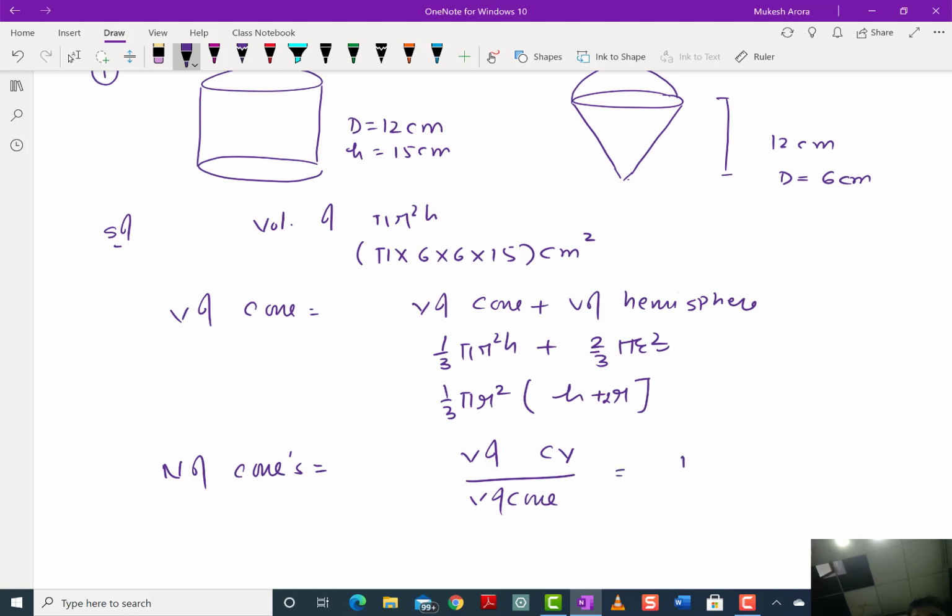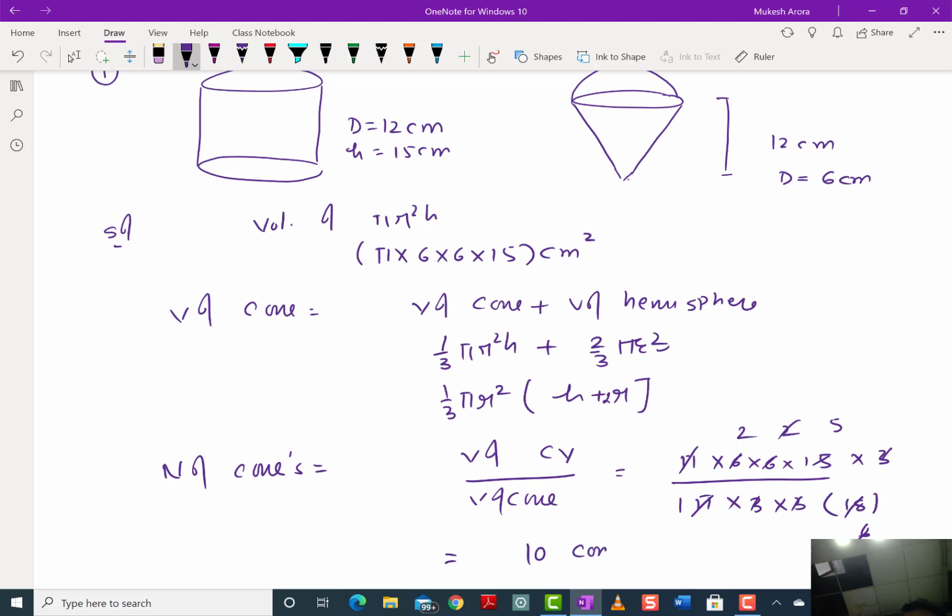Volume of cylinder is pi into 6 into 6 into 15 by 1 by 3 into pi into r is 3 into 3, h is 12 plus 2r is 18. Pi is cancelled with the pi. This is cancelled with 2, this is cancelled with 2, this is cancelled with 6, this is cancelled with 3, and this is cancelled with 5. So the answer will be 10 cones.